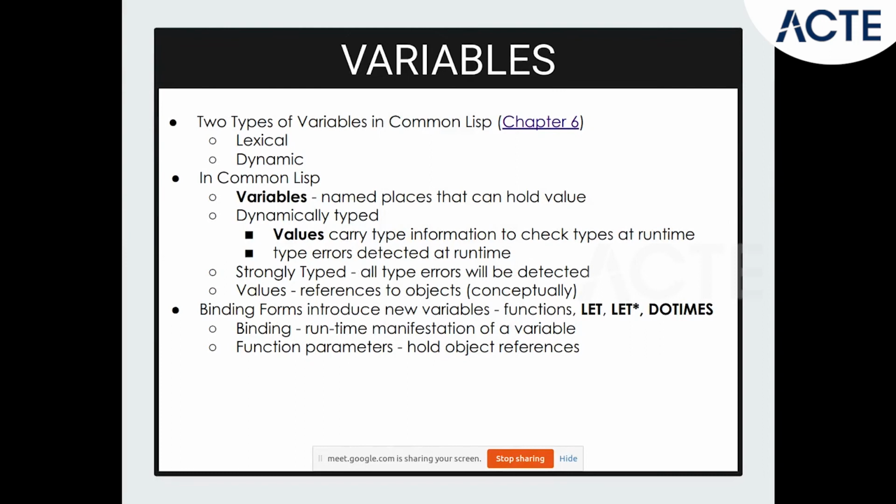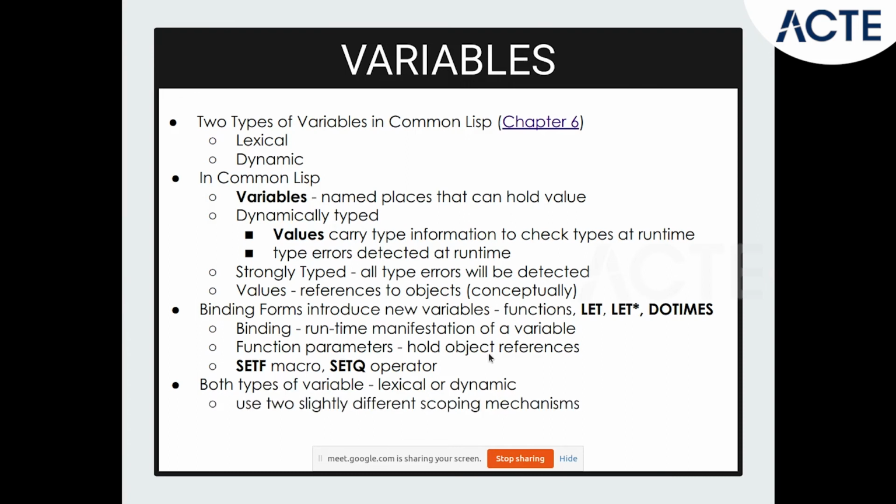And this is also a little bit about bindings. Bindings with function parameters. These function parameters will hold object references. All right, and we saw the setf macro and the setq operator. Both types of variables, lexical or dynamic, use two slightly different scoping mechanisms. We had covered this also earlier. And in both, the scope is determined by the binding form. Okay, I had mentioned this to you.